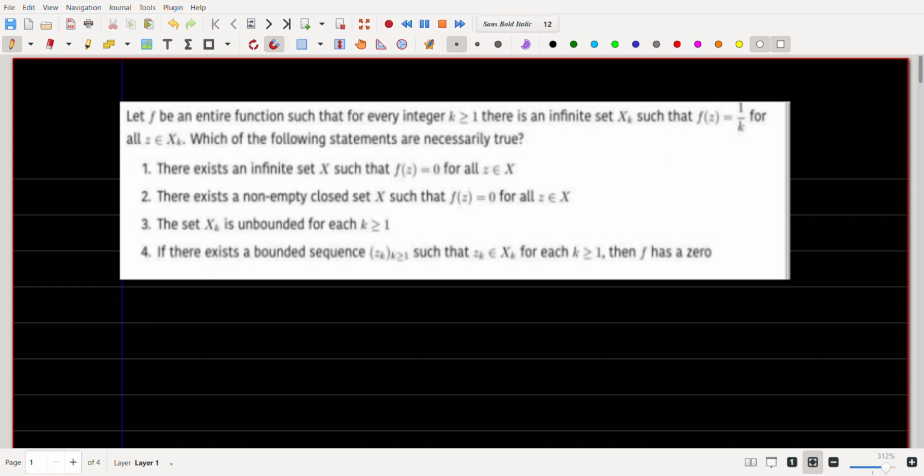The question says: let f be an entire function such that for every integer k greater or equal to 1 there is an infinite set X_k such that f(z) = 1/k for all z belonging to X_k. Then which of the following statements are necessarily true? This is basically an MSQ problem.